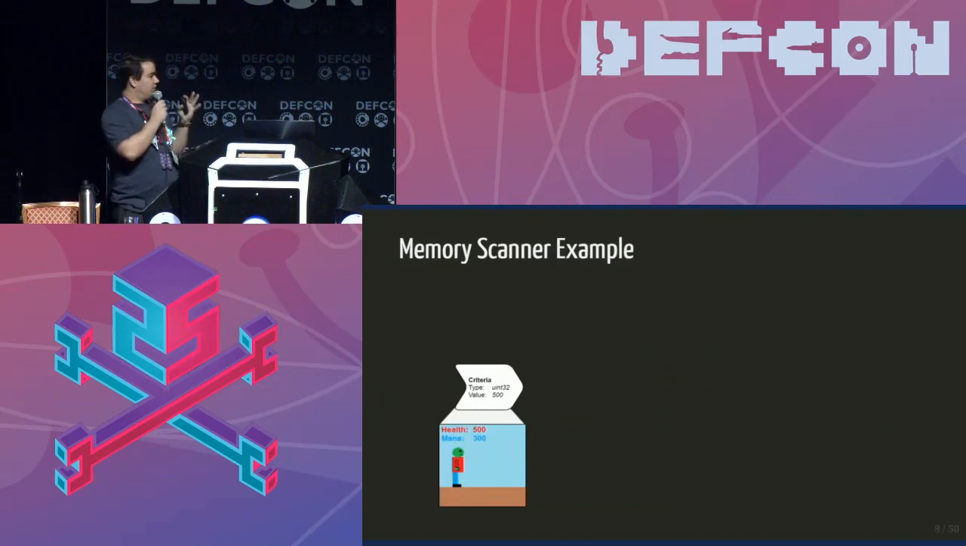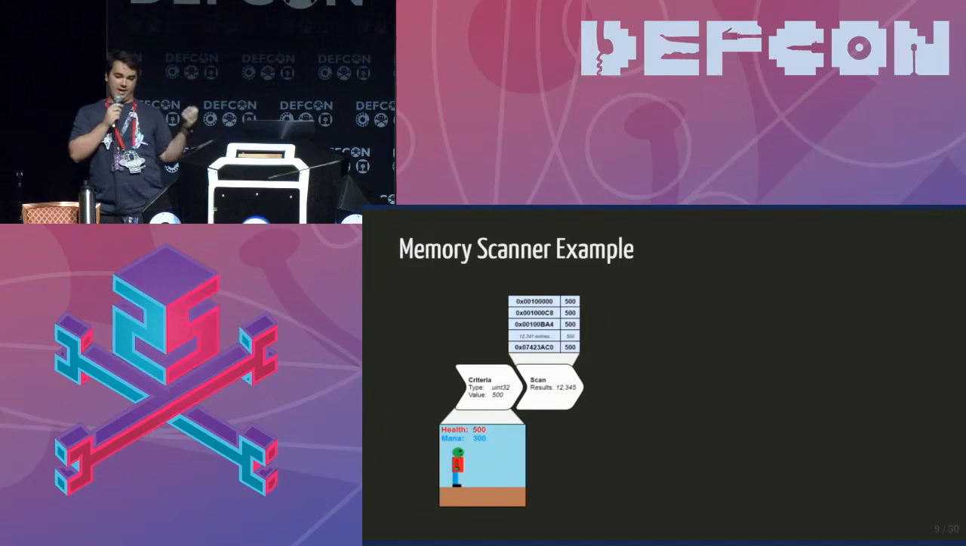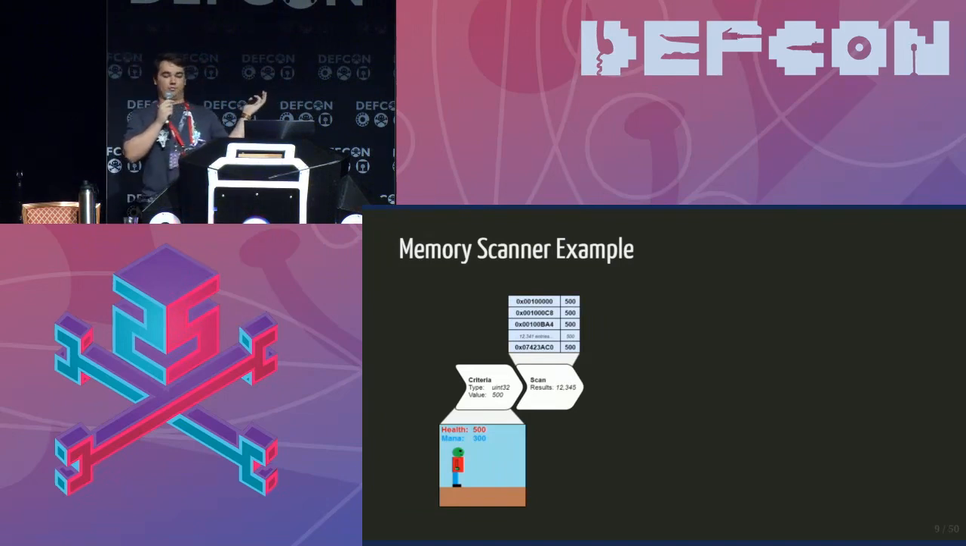So in practice, that looks something like this. We have a game and we have 500 health. So we set our criteria to 500 and an int32. Let's say that's the type of health. And then we do a scan and we get these results back. We have like 12,345 results or whatever that are equal to 500. Obviously, that's probably too many.